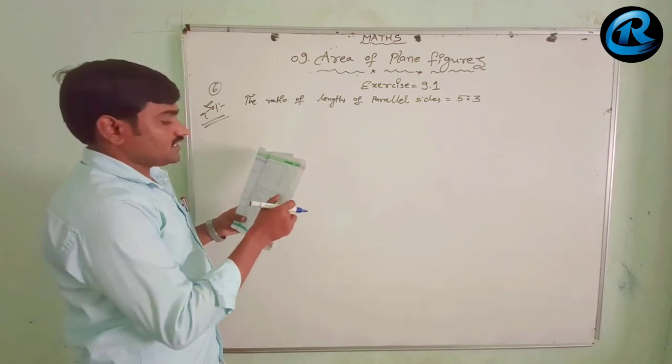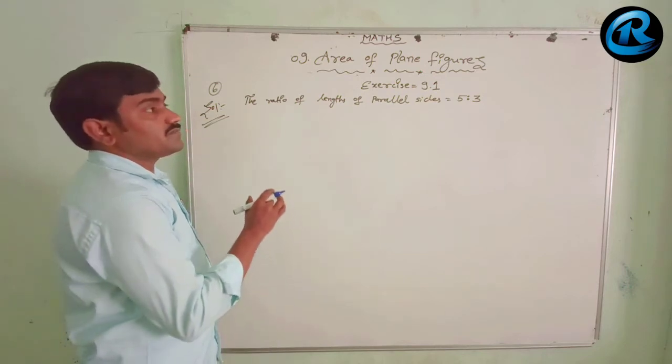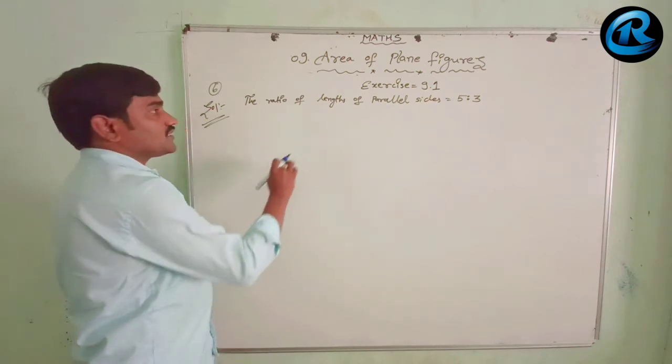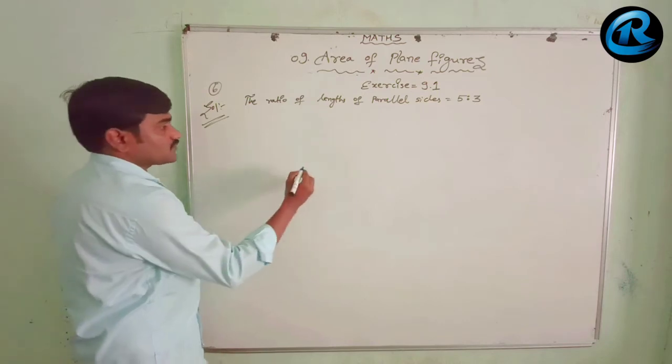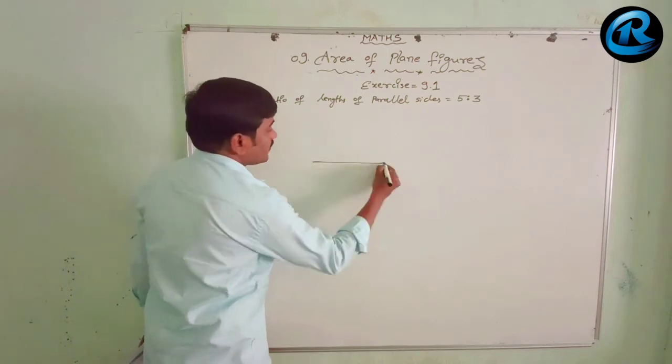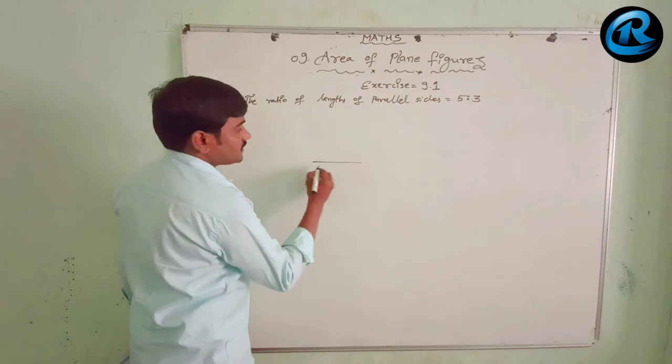So let us assume the lengths of the parallel sides are given 5:3 and here the distance between the parallel sides is given. So first of all, we don't know what the parallel sides are. Suppose let me write here once. Let me draw a diagram so that we can understand here.